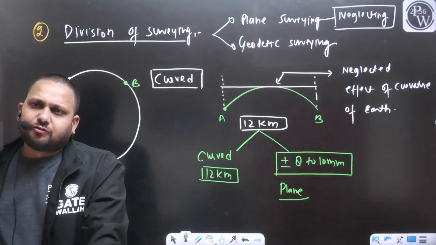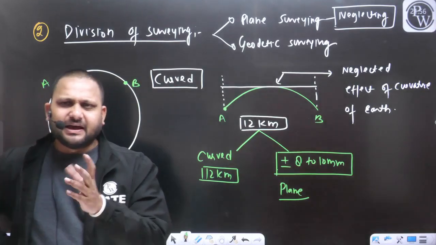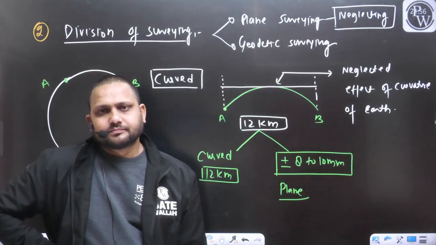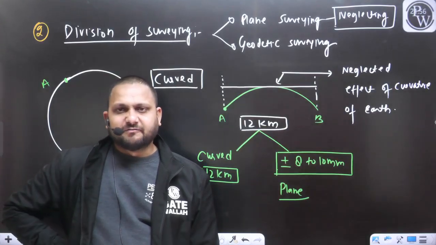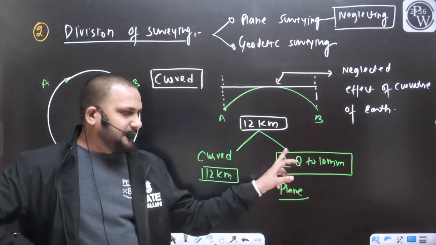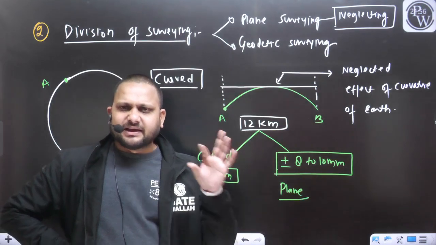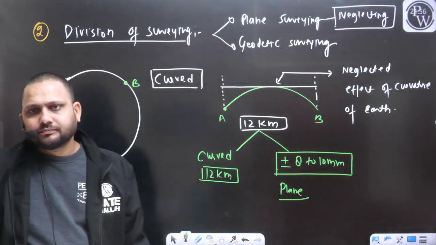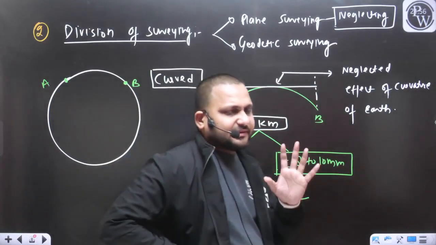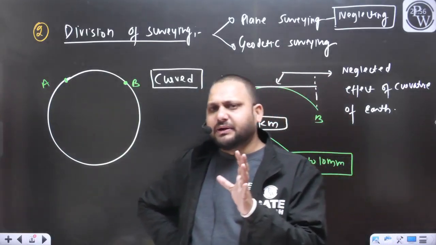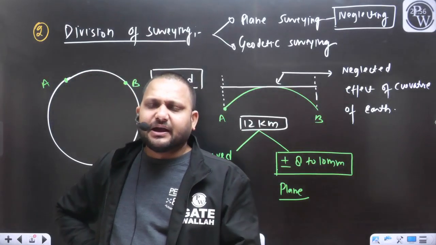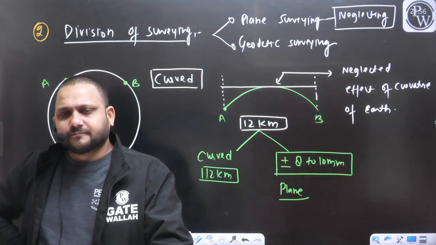So for a length of 12 kilometer, if there is an error of 8 to 10 mm, can we neglect that error? When we are ignoring the effect of the curvature of earth, yes, there is an error in our measurement. But can we say this error is very less? This error is very less. That's why we can neglect this error up to the length of 12 kilometer. There will be an error of only 8 to 10 mm if we are neglecting the effect of the curvature of earth.